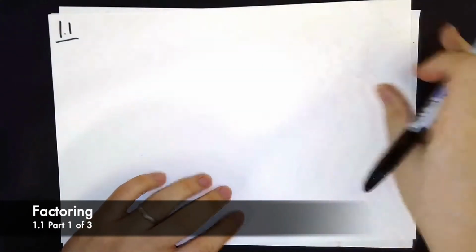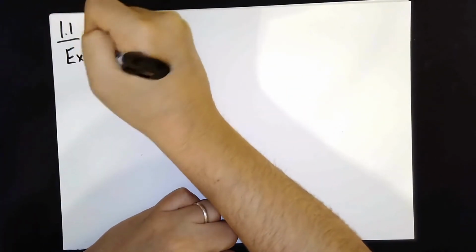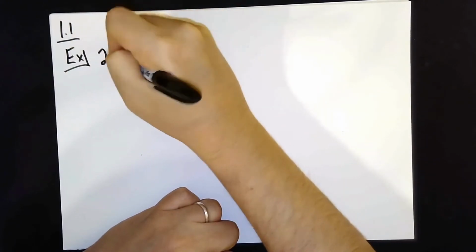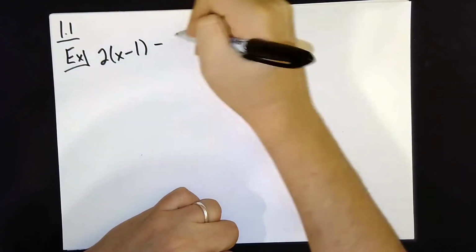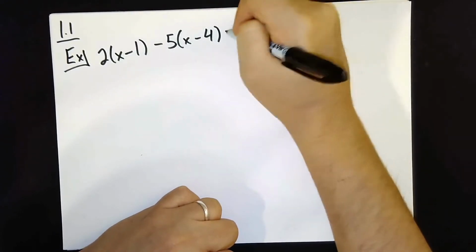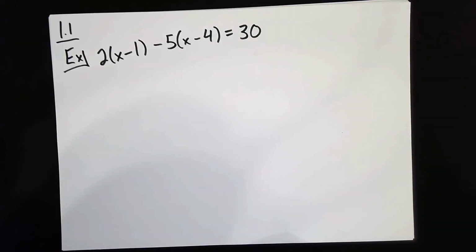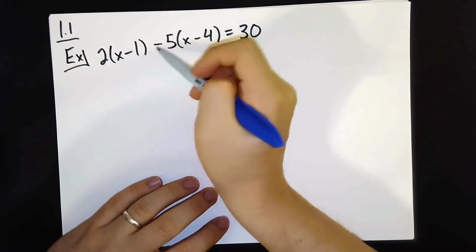All right, so let's get started with 1.1. Okay. And again, this is going to be about solving algebraic equations. So a typical example will be something like solving 2(x - 1) - 5(x - 4) = 30. So the way we're going to solve this is first to simplify everything. So I'm going to need to distribute this 2 out.